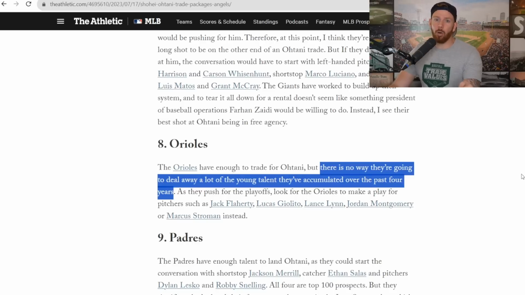Up next, he's got the Orioles, and I agree with what he said here. He says there is no way they're going to deal away a lot of the young talent they've accumulated over the past 4 years. Same thing with the Texas Rangers. They've been rebuilding their farm. I just don't see the Orioles really making a move like this.